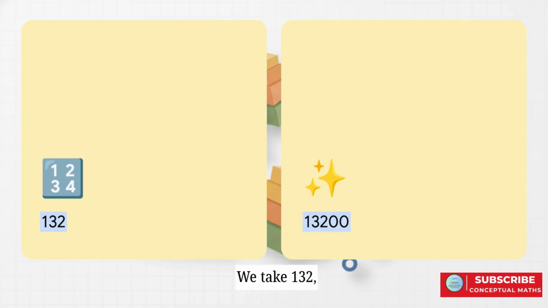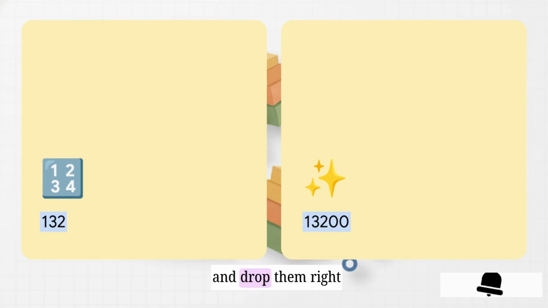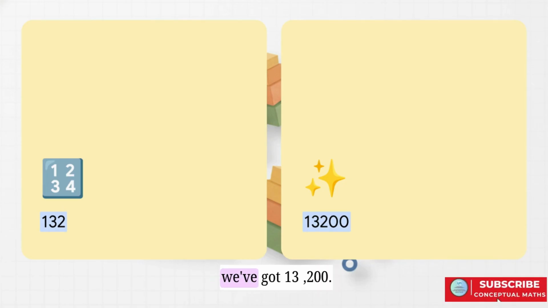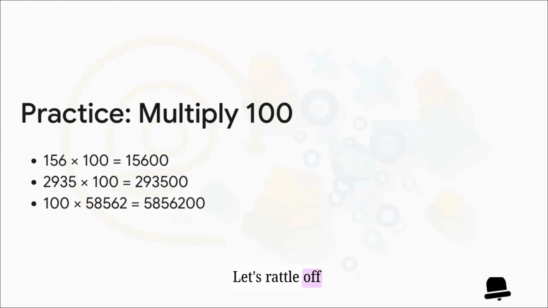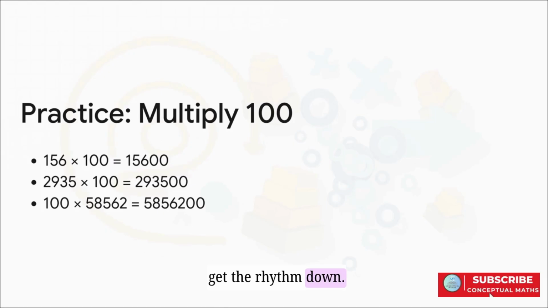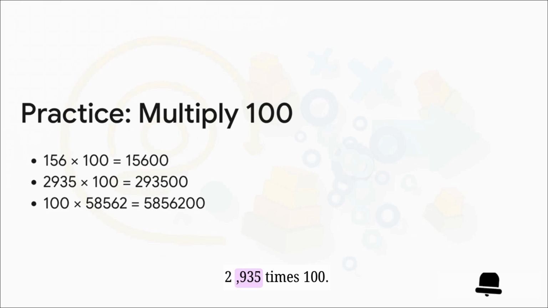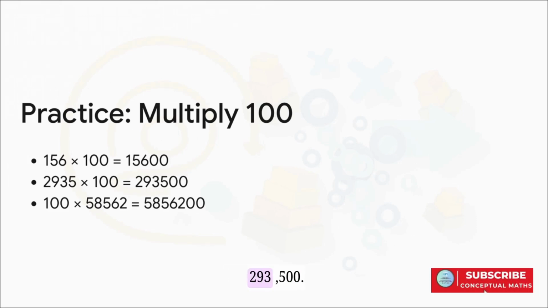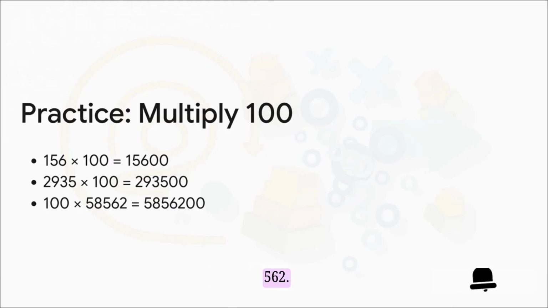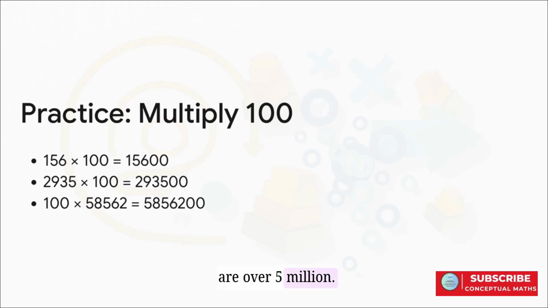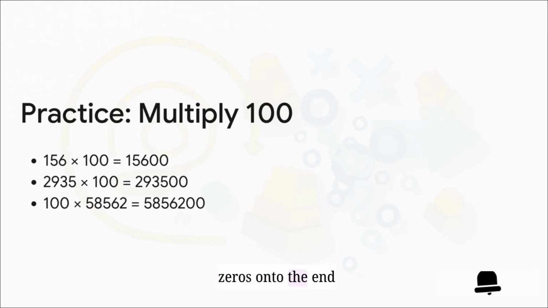Look at this. We take 132, multiply it by 100, and we just grab those 2 zeros and drop them right on the end. Instantly, we've got 13,200. Absolutely no calculator required. Let's rattle off a few more practice rounds together to get the rhythm down. 156 times 100. 2 zeros, 15,600. 2,935 times 100. Add 2 zeros, 293,500. Okay, how about 100 times 58,562? 2 zeros and wow, we are over 5 million. 5,856,200. Every single time, you're just dropping 2 zeros onto the end of the number.